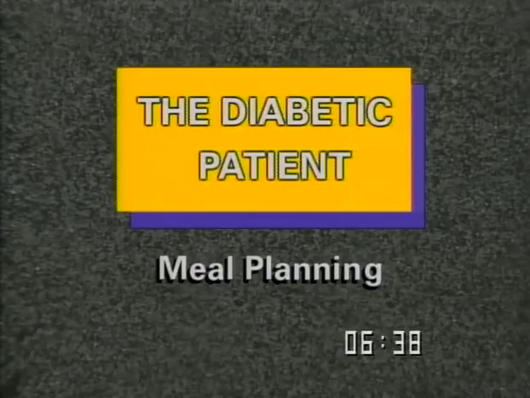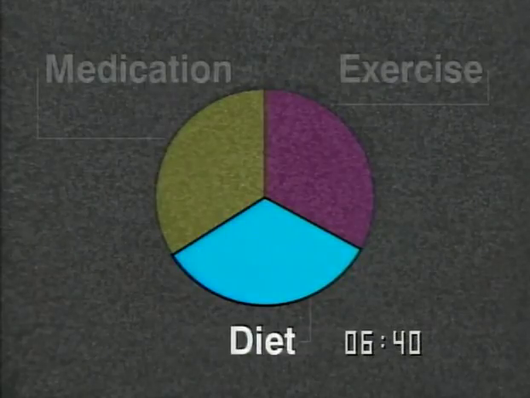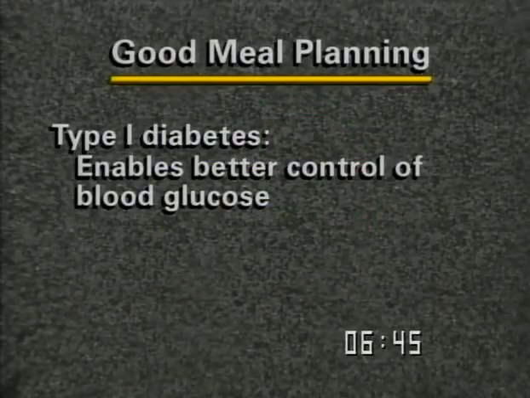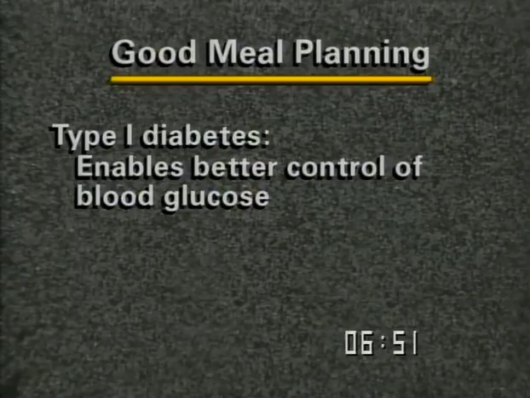Meal planning. Diet is one important area in the circle of control. Good meal planning enables the type 1 diabetic patient to better control the amount of glucose in the blood and to improve the body's ability to use insulin. The most important nutrition principle for the insulin-dependent diabetic is consistency. Eat the same amounts and types of food at the same time every day. Meal planning helps the food and insulin to work together to prevent wide swings in the blood glucose levels.